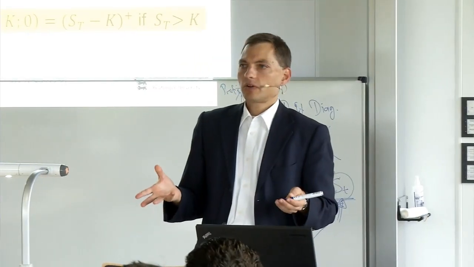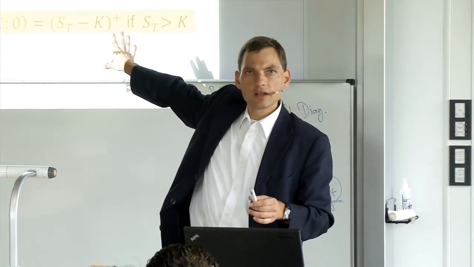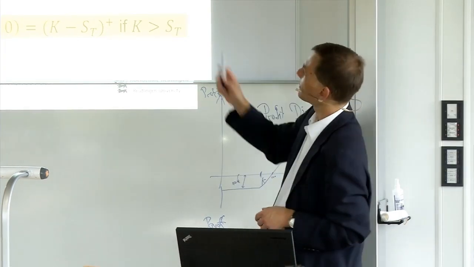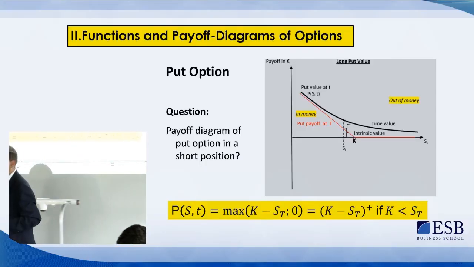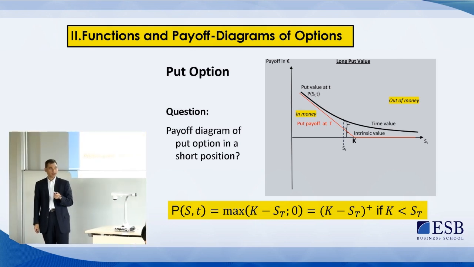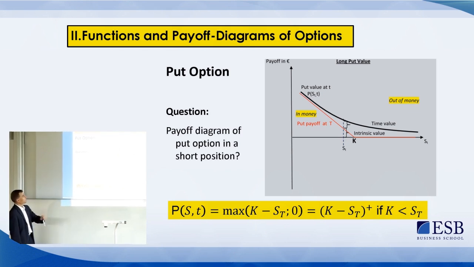So now let me continue and do the same that we have here for the call option, for a put option. This is how the payoff function looks for a put option. Let me remind you, the put option gives you the right to sell the underlying asset in future at a certain price. The red curve is the payoff at the end of maturity.